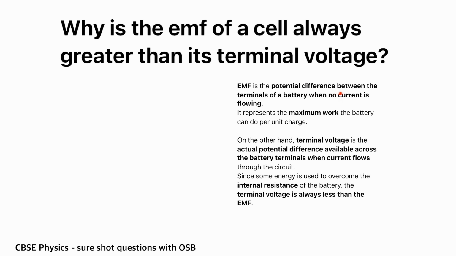EMF is the potential difference between the terminals of a battery when no current is flowing, and that is the maximum work a battery can do. On the other hand, terminal voltage is the actual potential difference available across the battery terminals when current flows through it. As some of the energy is used for overcoming the internal resistance, the terminal voltage will always be lesser than what? EMF. Clear, right?